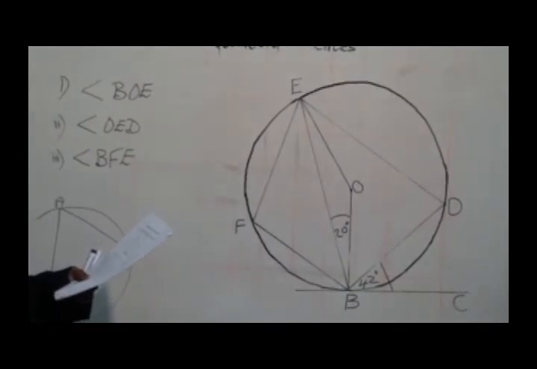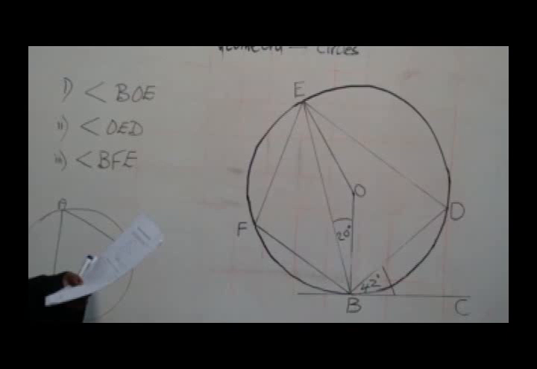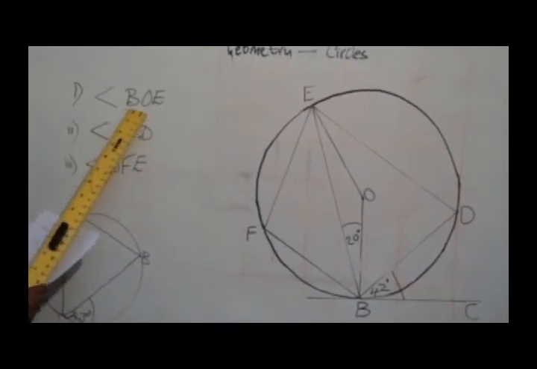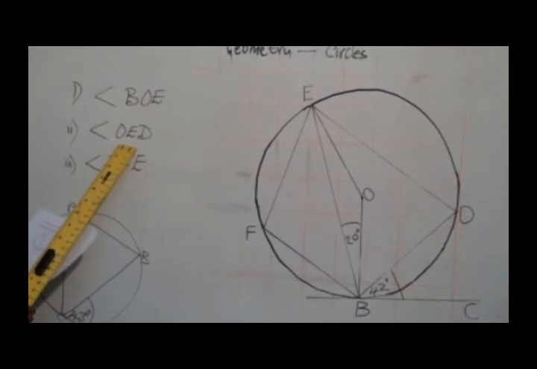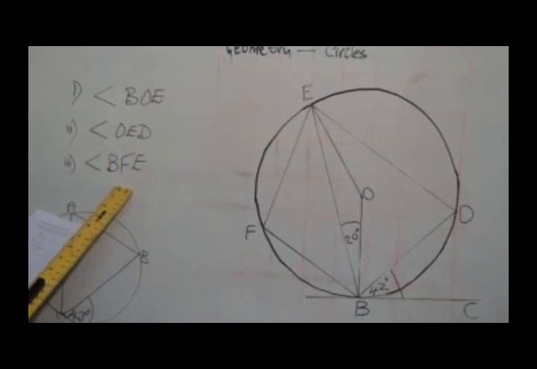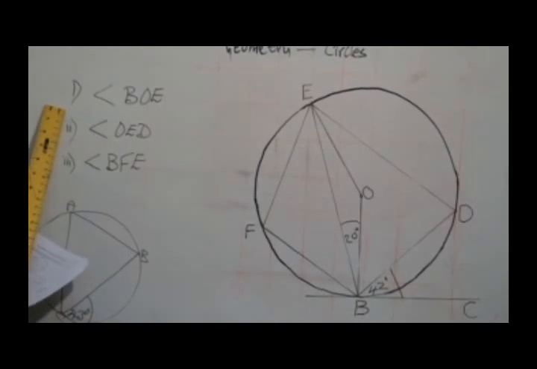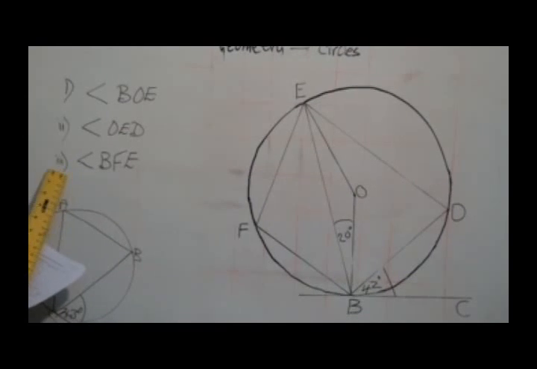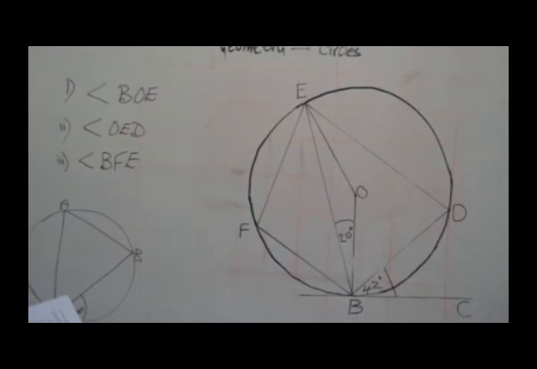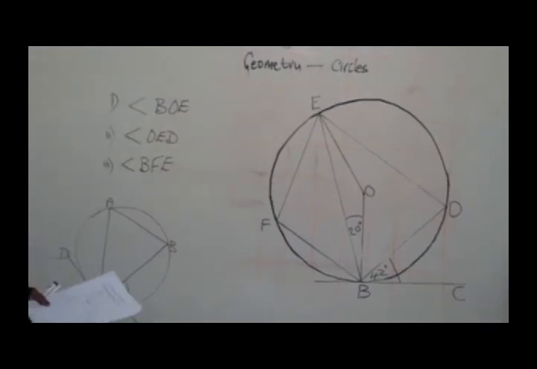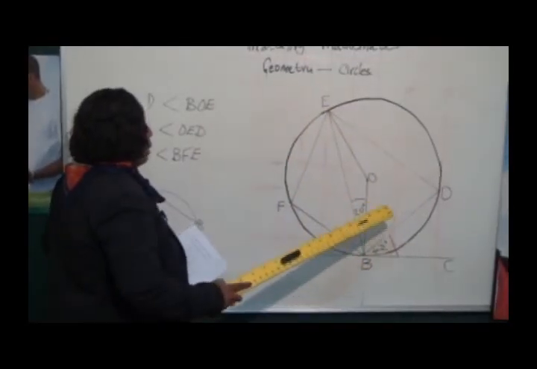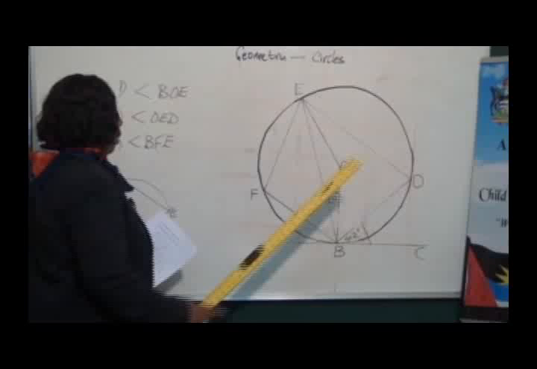And we are asked again to calculate, giving a reason for each step of your answer, the measure of 1, angle BOE, 2, angle OED, and 3, angle BFE. Now, all the theorems we have already. You see center, we see radii, okay, and we see angle at circumference.